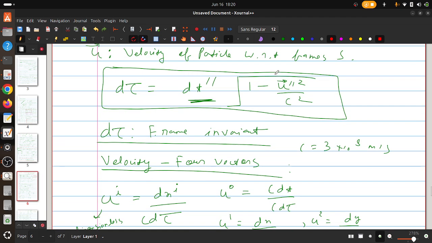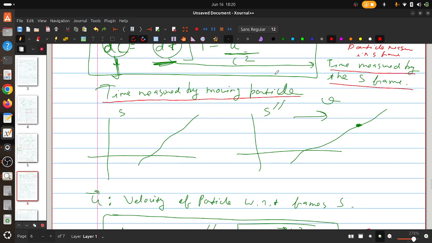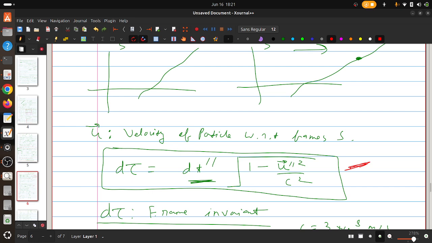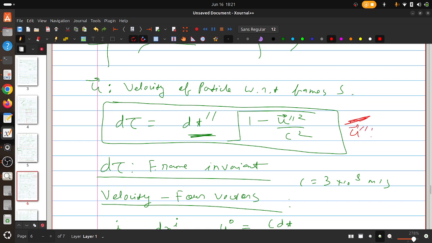So that is the idea of the proper time, and this equation here simply illustrates that there is nothing special about the S frame. Even if we are watching the same particle P with respect to some S double prime frame which is moving with velocity v, the same relation will hold. D tau will be dt double prime and u vector double prime, where u vector double prime this time is the velocity of the particle with respect to the S double prime frame, right? And this relation will hold.